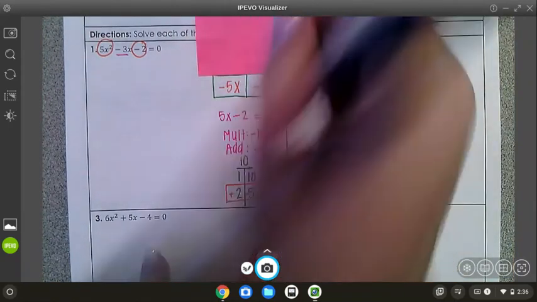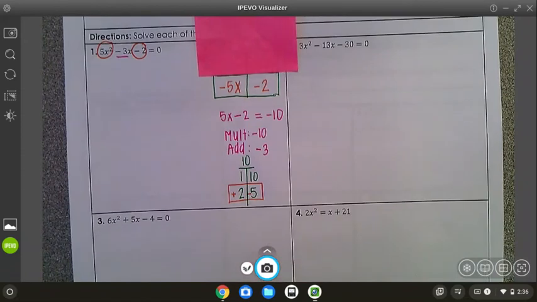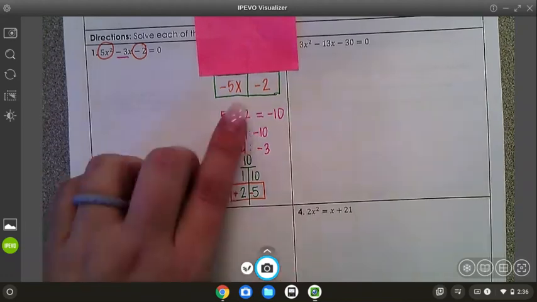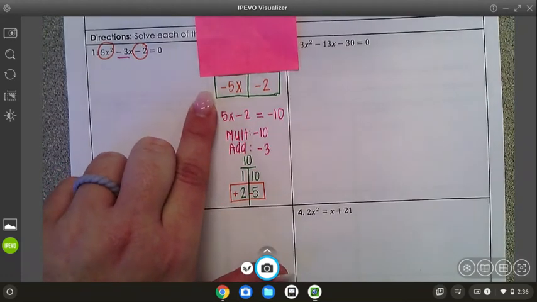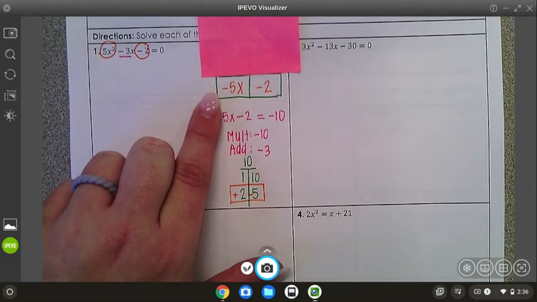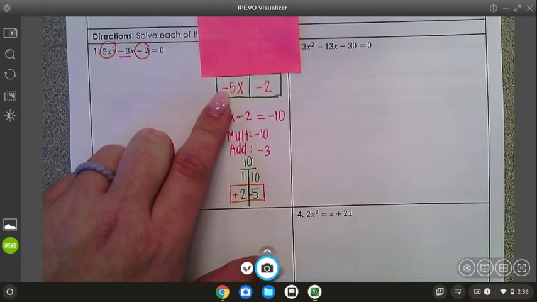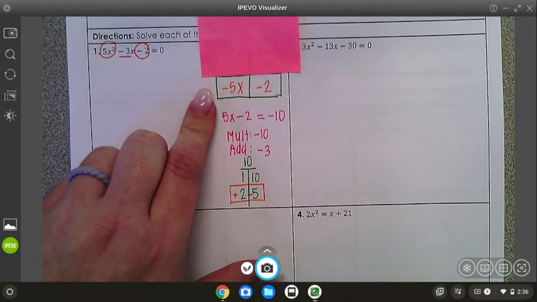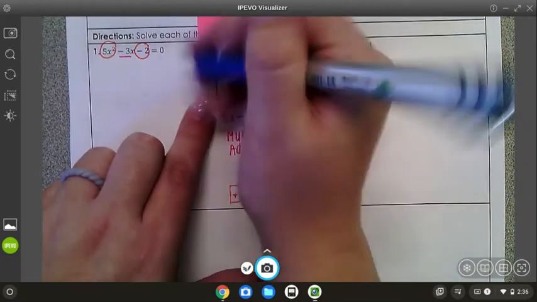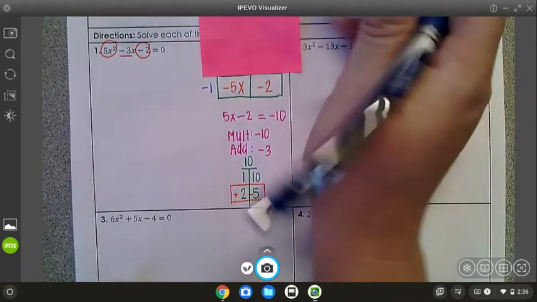Now what about these two? Negative 5, negative 2, can't divide them by anything, and they don't have an x in common. So typically, we would put a 1 here. However, one rule that you have to remember, if the very first number is negative, then what you write out here has to be negative. So we're going to write out a negative 1.